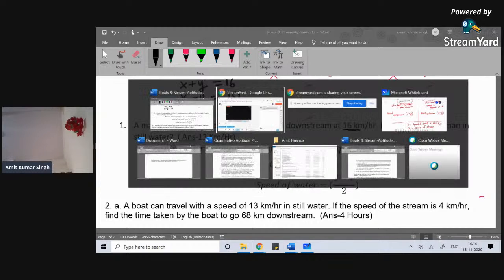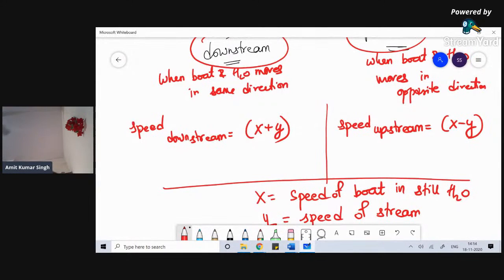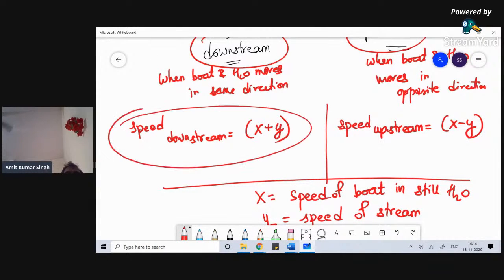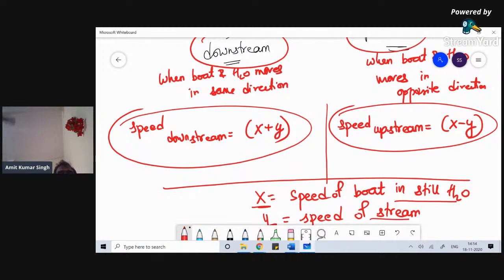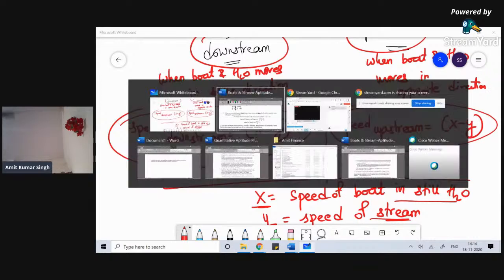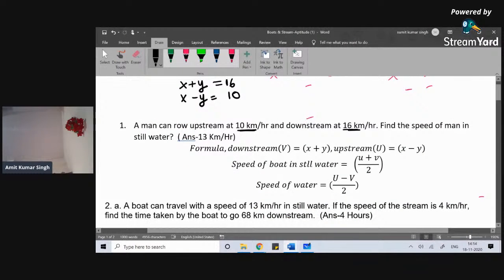Everyone understands this formula. Already I explained this formula of upstream and downstream. This is the formula of upstream, and this is the formula of downstream, where x is my speed of boat in still water and y is the speed of water. Once you understood this, here it is given that the speed of upstream is 10 kilometer per hour and speed of downstream is 16 kilometer per hour. So you simply solve this, you'll get the value of x equal to 13 and the value of y equal to 3. Either you do it like this or there is a shortcut formula for this. This is the shortcut formula.